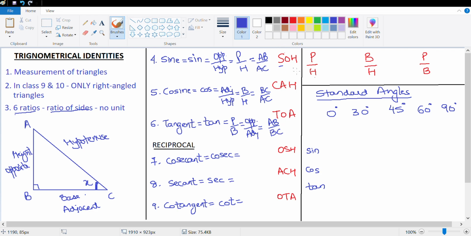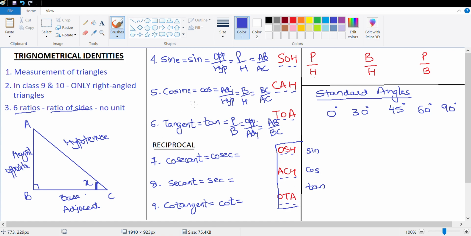Now what is SOHCAHTOA? SOHCAHTOA is: sine is opposite upon hypotenuse, cos is adjacent upon hypotenuse, and tan is opposite upon adjacent. So some people remember this as the acronym SOHCAHTOA. Next, some people also use OSHA chota. If you write OSHA chota, then it gives sine is opposite upon hypotenuse, cos is adjacent upon hypotenuse, and tan is opposite upon adjacent, whichever way you look at it.